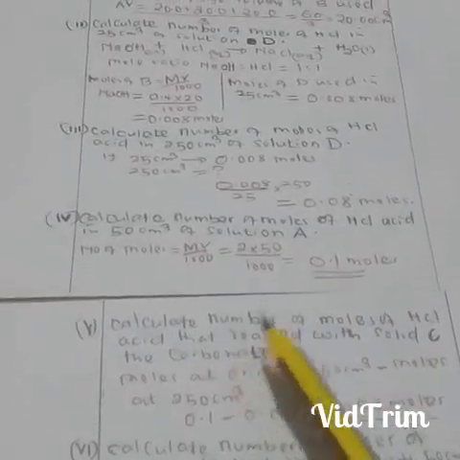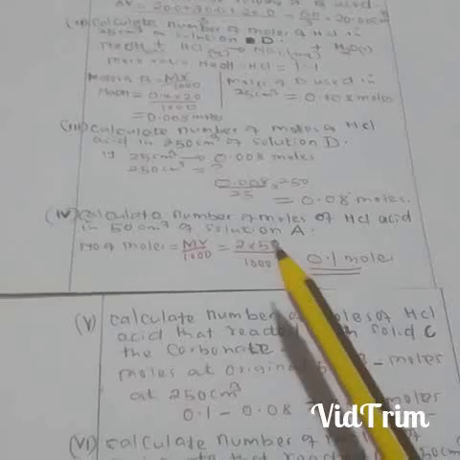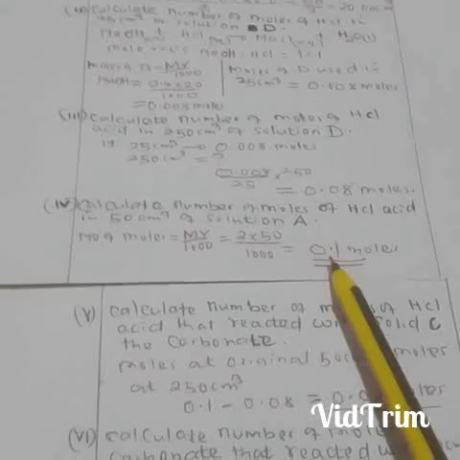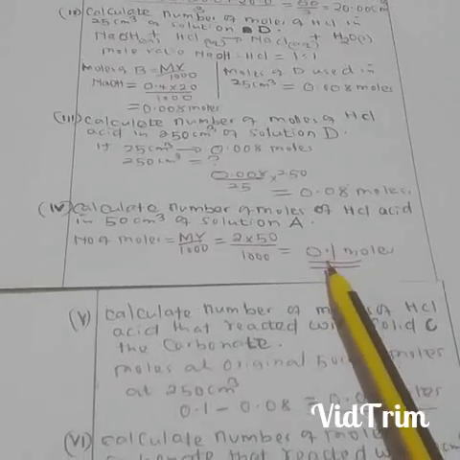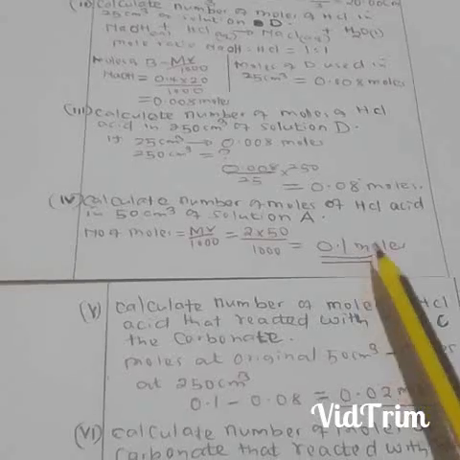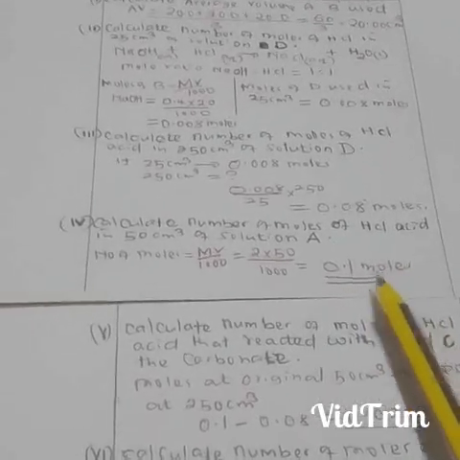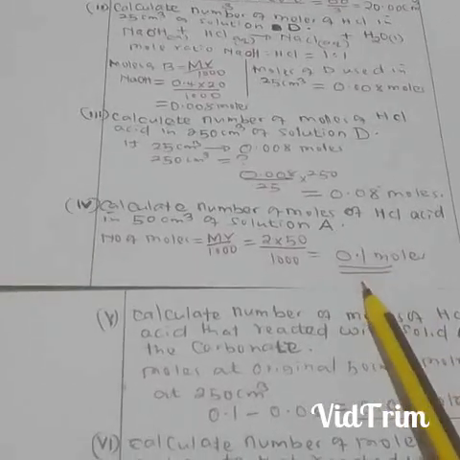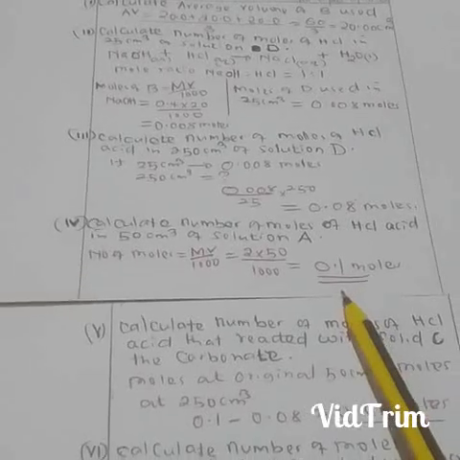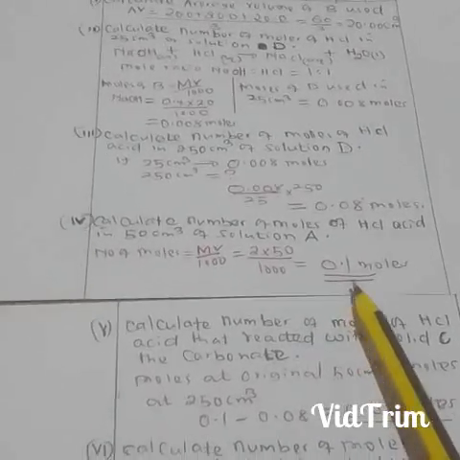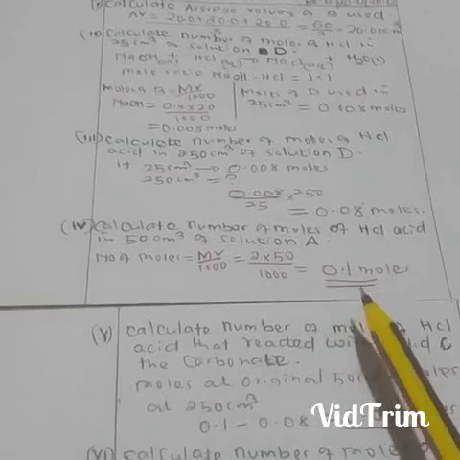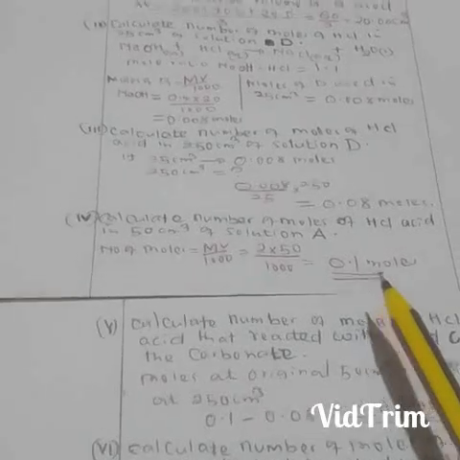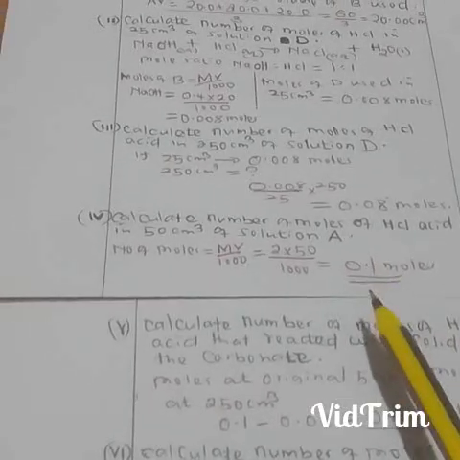Remember, in the original solution A, in Roman 4 here, the original solution A, that's the volume of 50, the number of moles is 0.1 moles. So that's the original, before it reacted with the carbonate. Remember, before it is 0.1, the original solution. So it means we ask ourselves, after the acid reacted with the carbonate, there is some amount of moles that reacted with the carbonate. That is the moles of the acid that reacted with the carbonate, but we don't know.